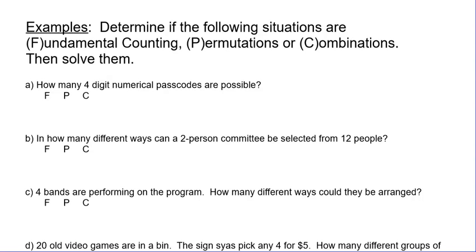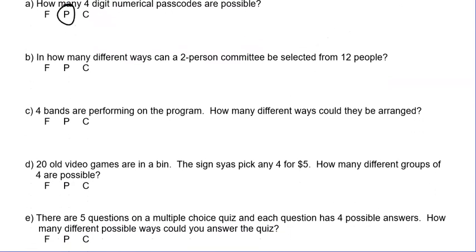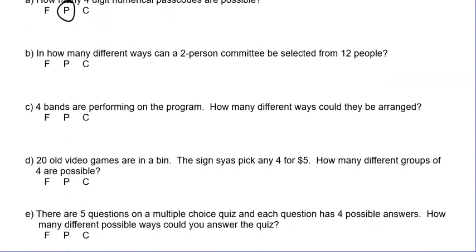All right. Determine that the following are fundamental counting principle, permutations, or combinations. So order matters. Does not. Okay? So 4-digit numerical passcodes. Well, order definitely matters because 1, 2, 3, 4 is different than 3, 4, 1, 2. How many different ways a 2-person committee can be selected? Notice, just 2-person committee, no ranking, no senior partner, junior partner.